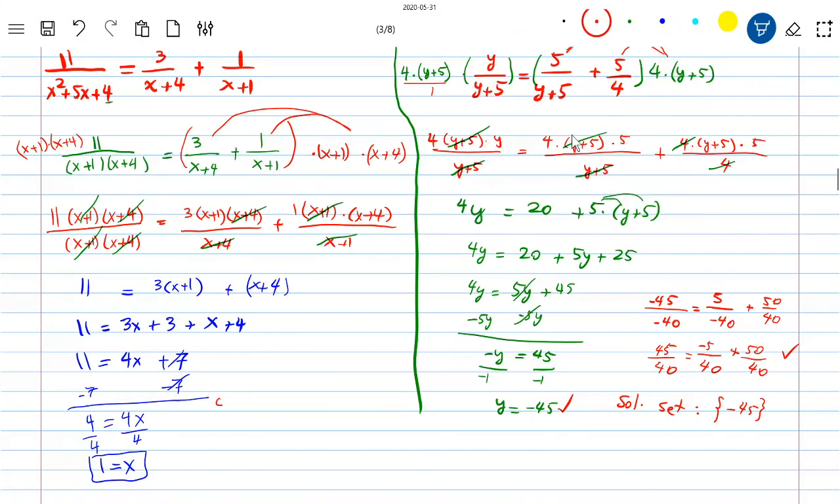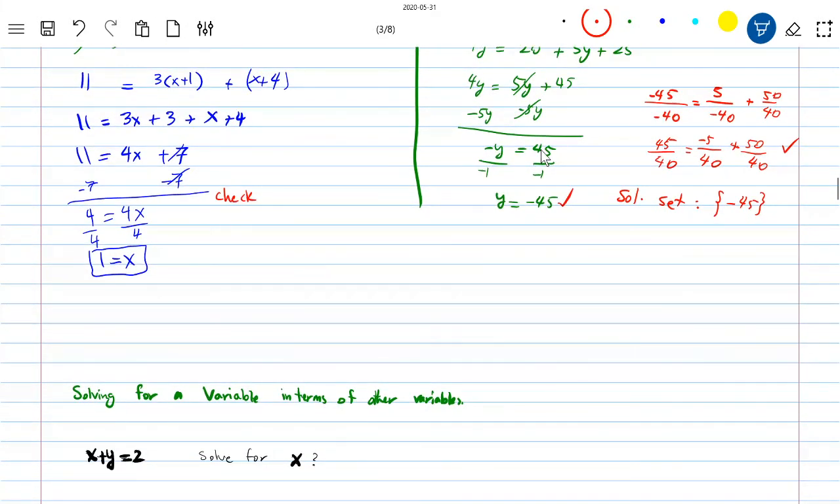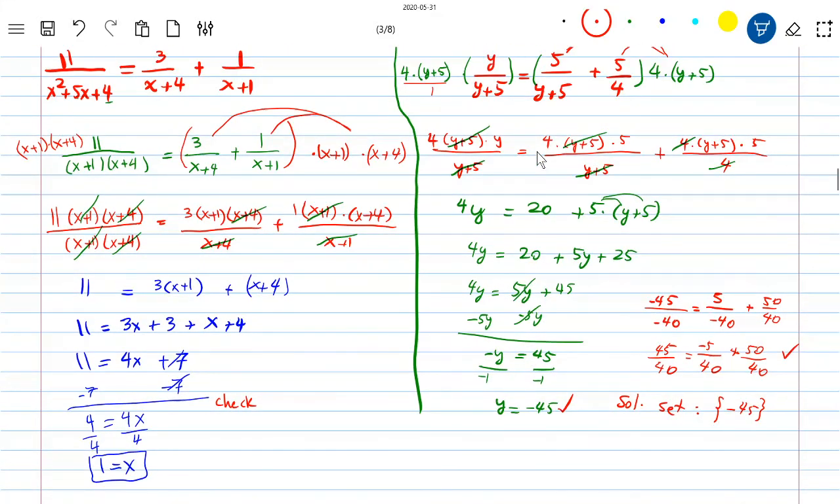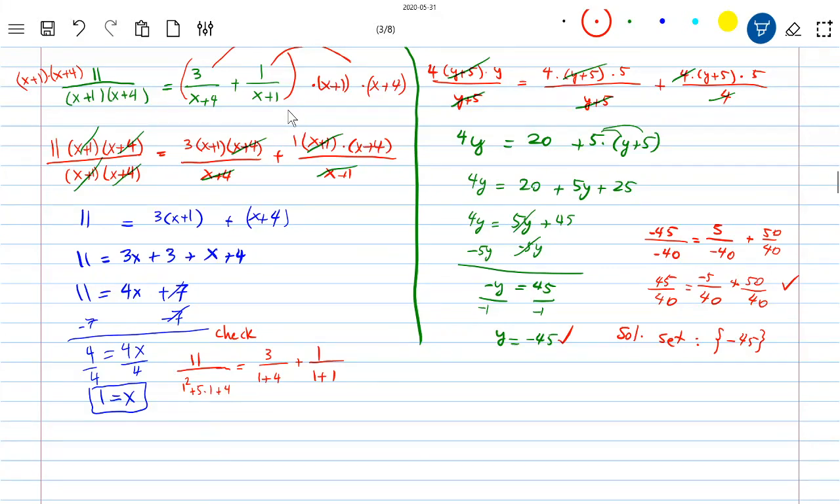I'm going to check by replacing it back into the equation. Here is replacing 1 into the equation. 11 divided by 1 squared plus 5 times 1 plus 4. You can do those in your head if you're comfortable with the addition. I'm just going to write it to make sure that you understand what I am doing. I'm replacing 1 for x. Every time I see an x, I replace it with 1. And where do I replace it? I go back to the original equation. Okay, simplify. 1 squared is 1, 5 times 1 is 5, plus 4.